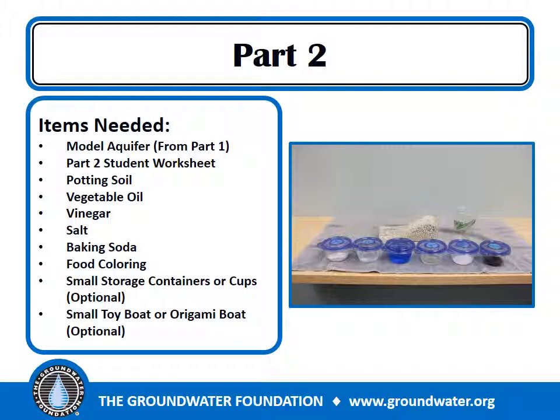The materials needed for Part 2 include the model aquifer from Part 1, the Part 2 student worksheet, potting soil, vegetable oil, vinegar, salt, baking soda, and food coloring. We also highly recommend some form of reusable storage containers or cups. And for extra fun, you could also include a small toy boat or origami boat for this part of the activity.